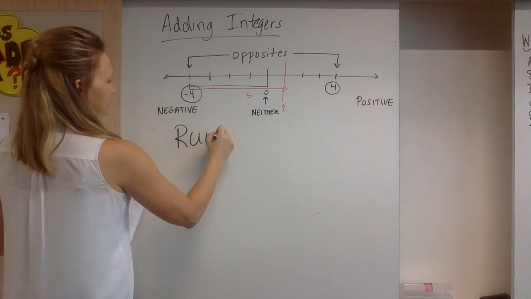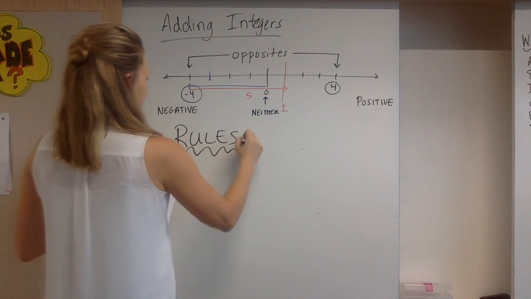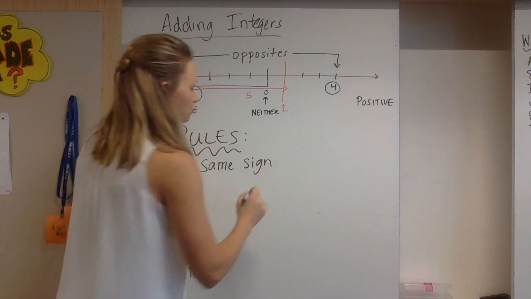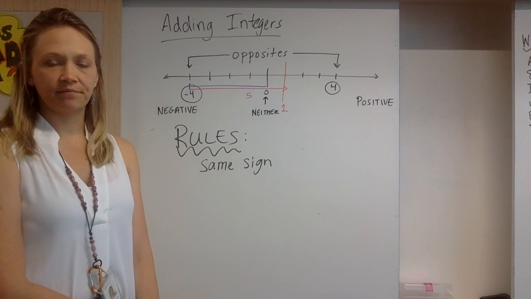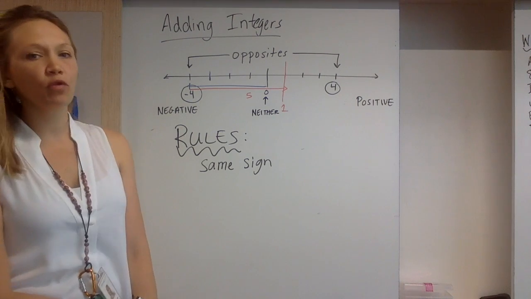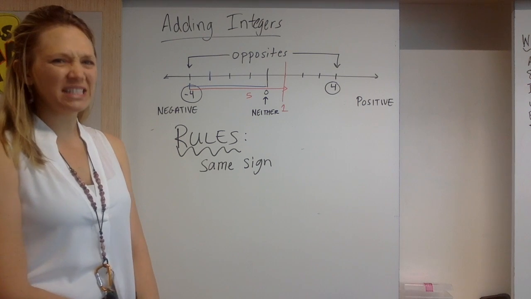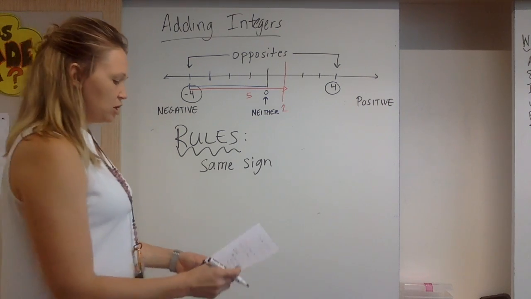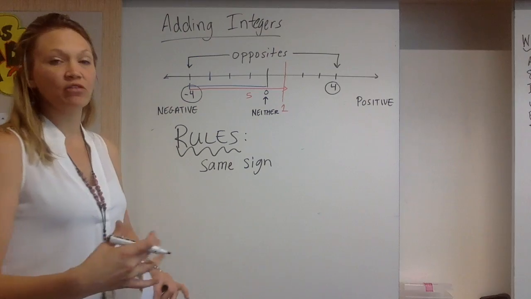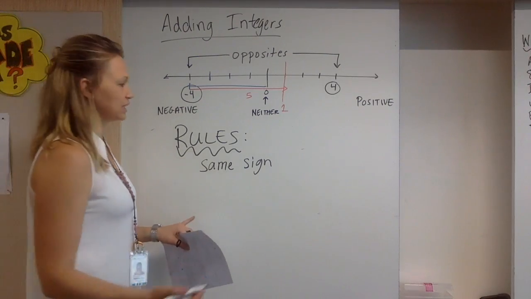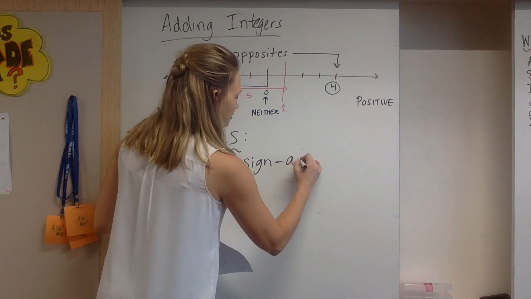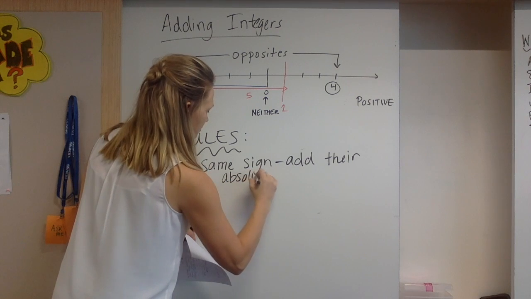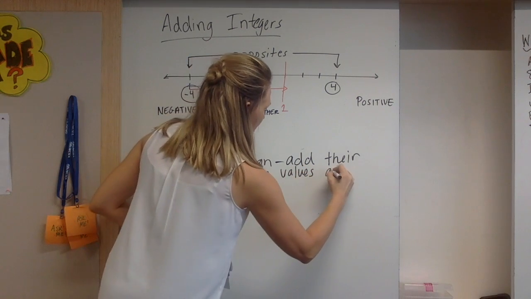So write rules and give it a subheading. If they have the same sign. If the two numbers you're adding have the same sign, that is, they're both positive or they're both negative, right? So if they have the same sign, like when we added -2 plus -1, it's quite simple, all right? You basically just add their values, add their absolute values, and keep the sign that they currently have. So let's write that down. We're going to add their absolute values and keep the sign.